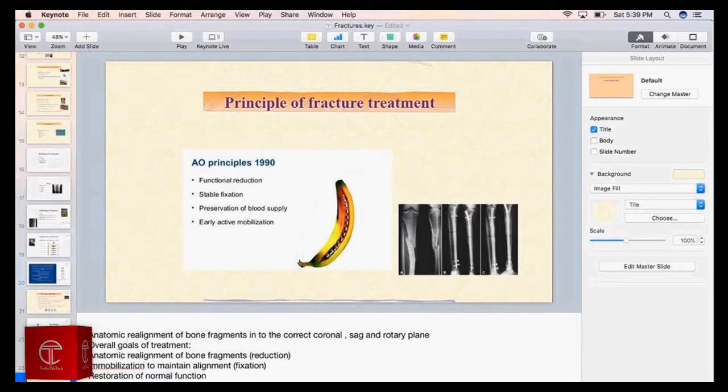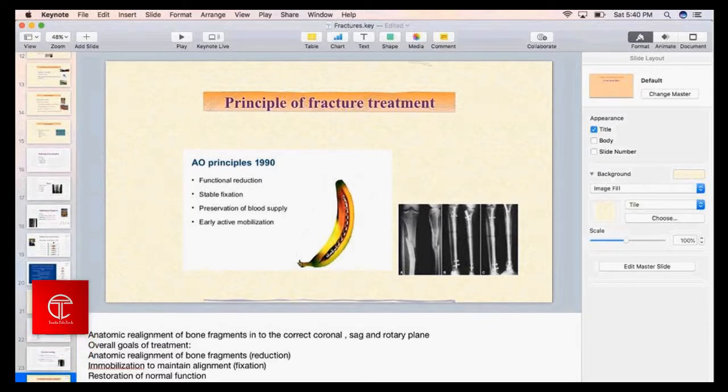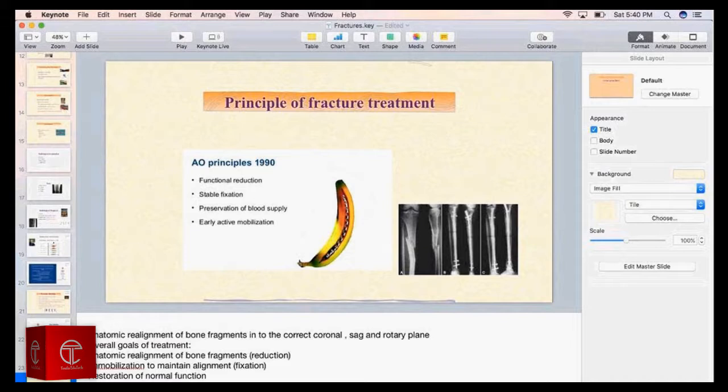And the fourth one is early and active mobilization. Once you achieve a stable fixation, on day one itself or the next day, you should start mobilization, either non-weight-bearing mobilization, or if you feel your fixation is good enough, you can advise weight-bearing mobilization. So I repeat, these are the 4 principles of fracture treatment: functional or anatomical reduction, stable fixation, preservation of blood supply, and early and active mobilization.